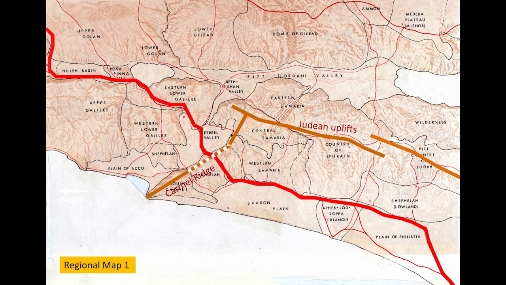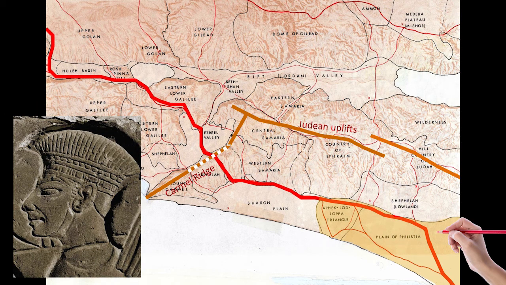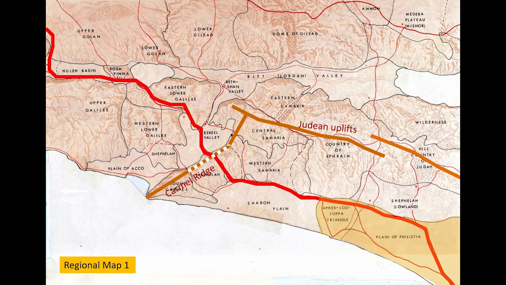Let's start with the coastal plain. The coastal plain is flat. It's a great place for chariots. It's called the Plain of Philistia because it is the place where the Pelistu sea people settled in the latter parts of the 13th century. It became their homes.